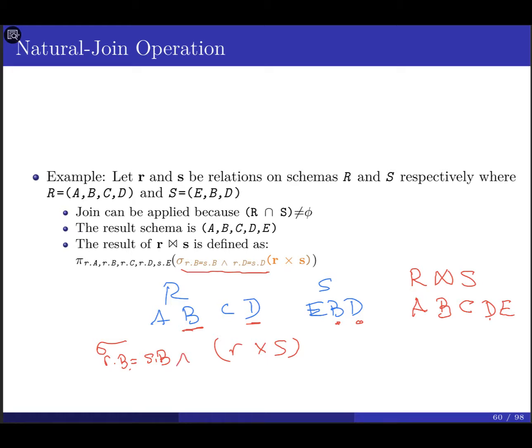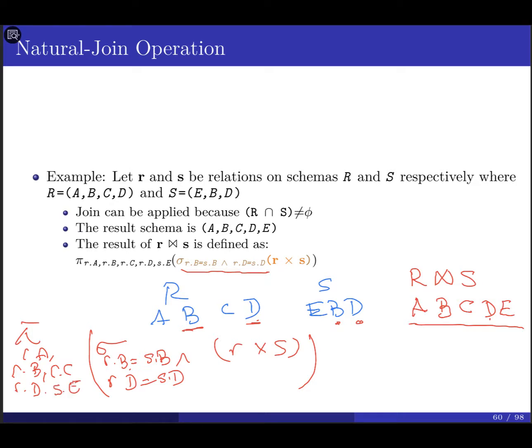And since we have 2 common attributes that have the same value, I need to equate based on 2 attributes. At the same time, R.D must equal S.T. So for every single tuple from R, in order to concatenate with S, it must satisfy this condition. Then, since we are not going to list all the attributes, I'm going to say project R.A, R.B, R.C, let's say R.D, and S.E.